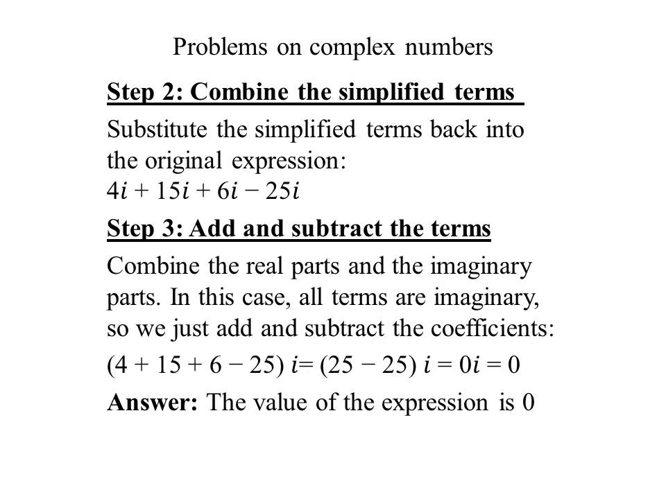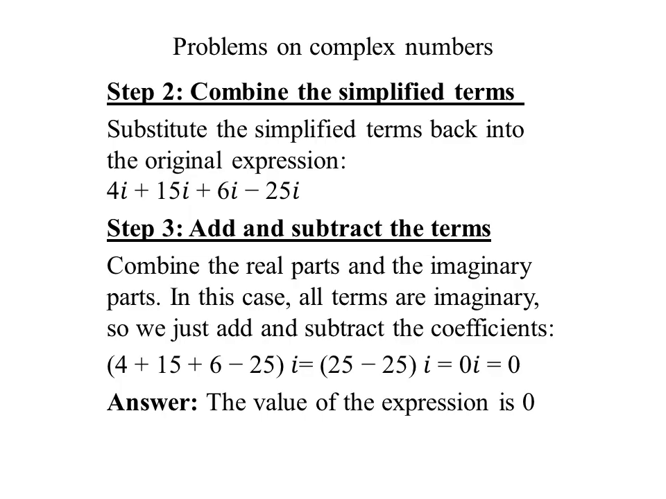After step 1, we move to step 2. Here we combine the simplified terms. In this, we substitute the simplified terms back into the original expression, that is 4i plus 15i plus 6i minus 25i. In step 3, we add and subtract the terms.